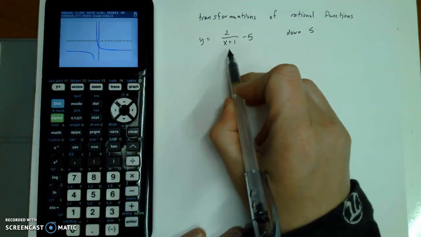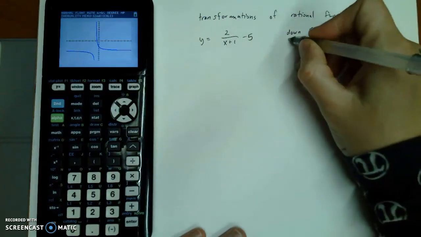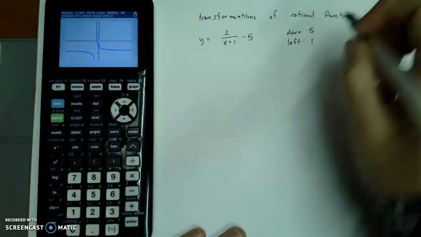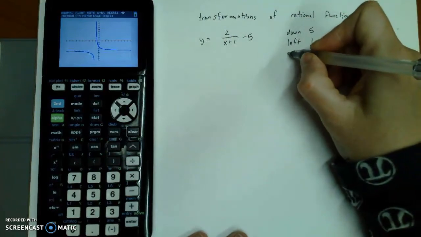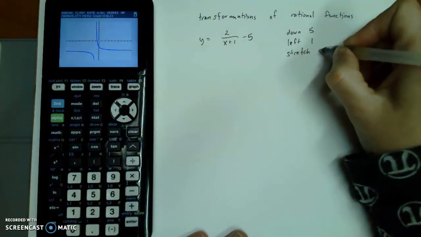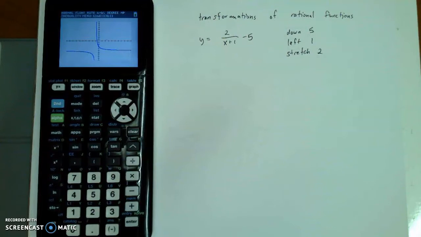If we remember how our transformations look, we should be going down 5. That plus 1 is our horizontal, and those are backwards from how we think it should be. So I'm going to go left 1.